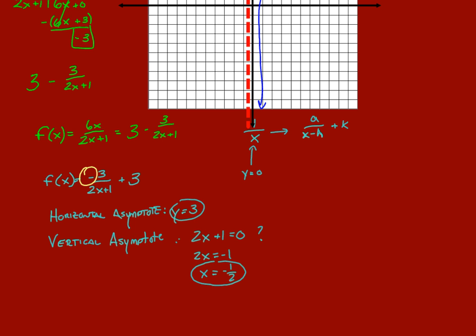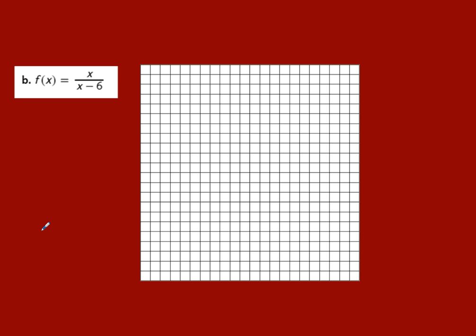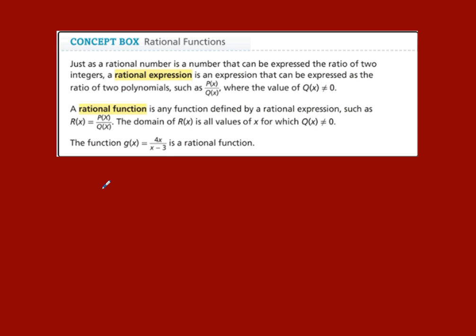All right, let's look at another example here. Well, here's a concept box. Forgot I had this slide in. Just as a rational number is a number that can be expressed as the ratio of 2 integers, a rational expression is an expression that can be expressed as the ratio of 2 polynomials, such as p of x over q of x, where q of x does not equal 0.